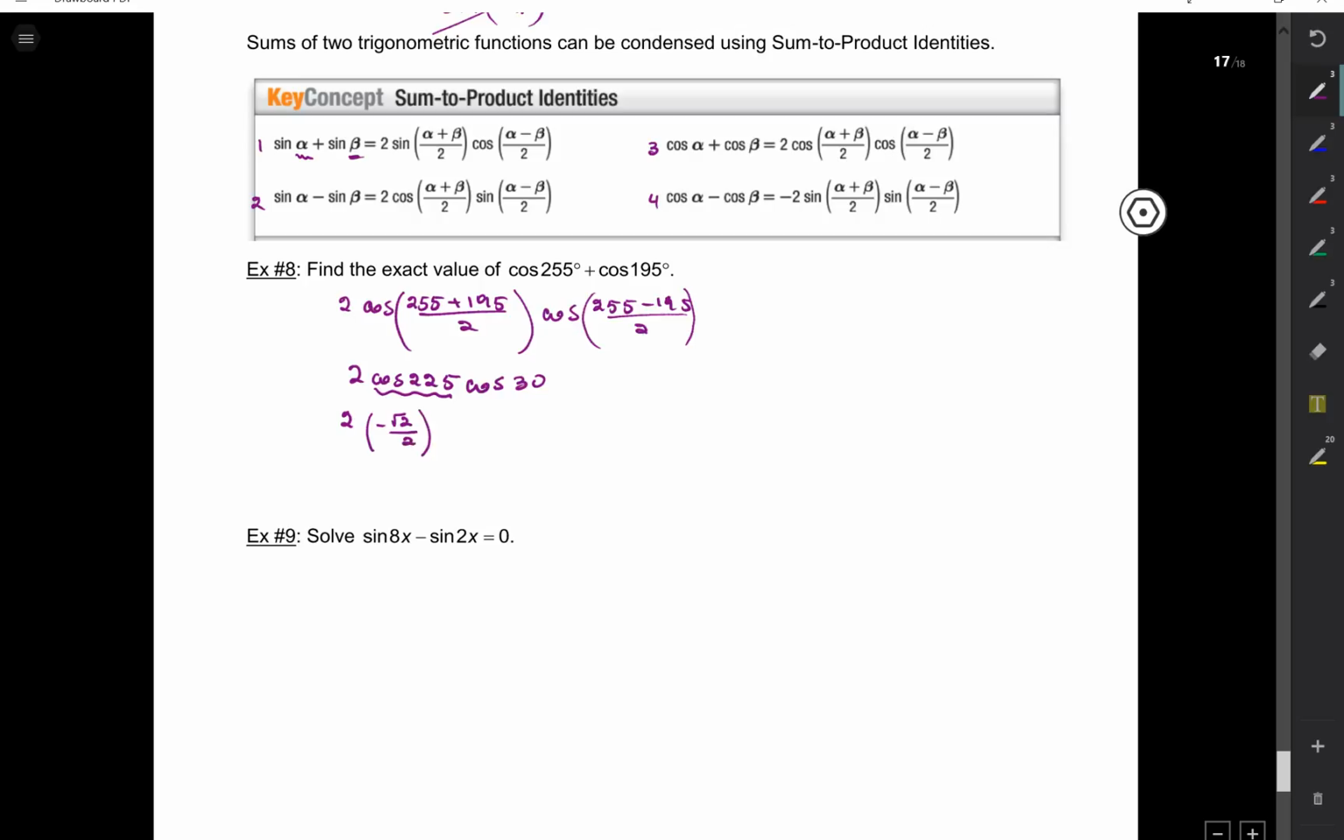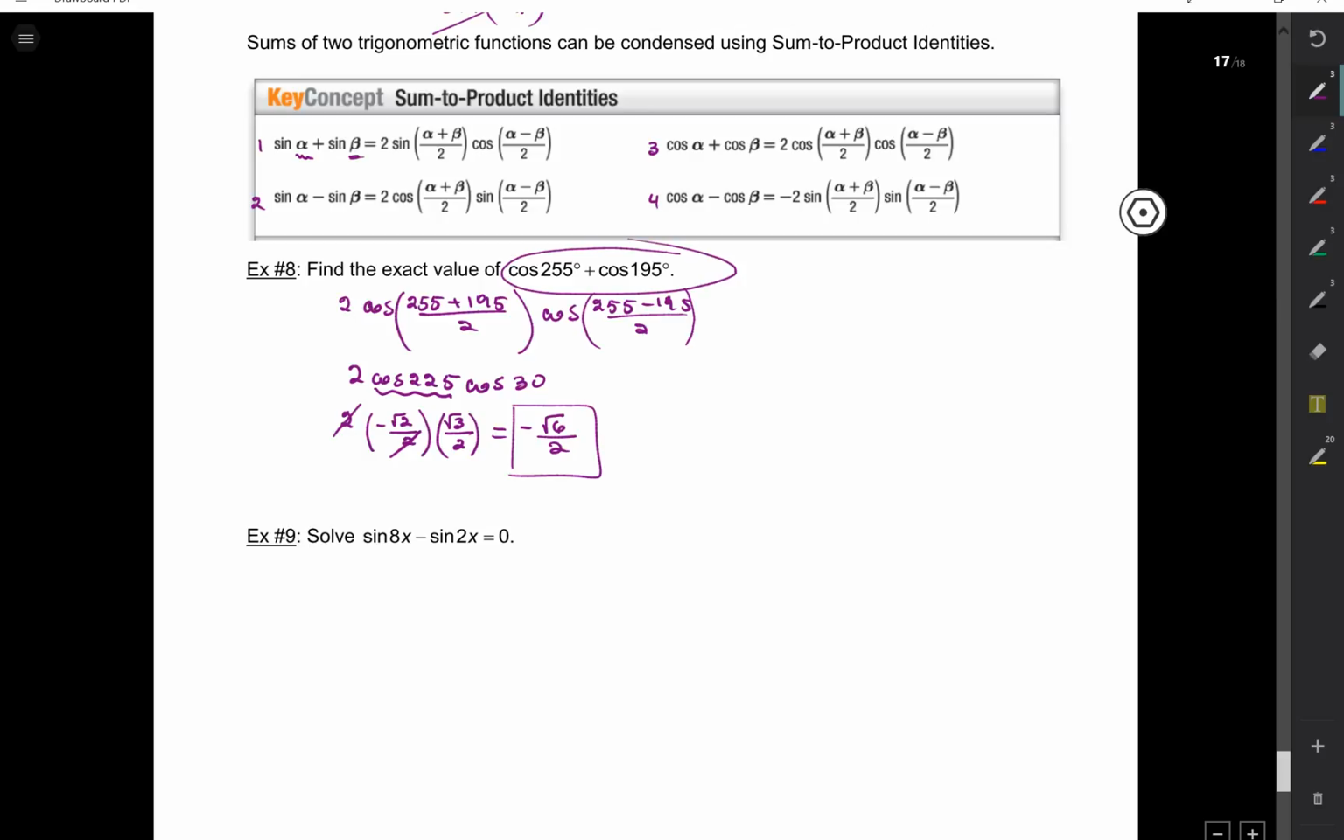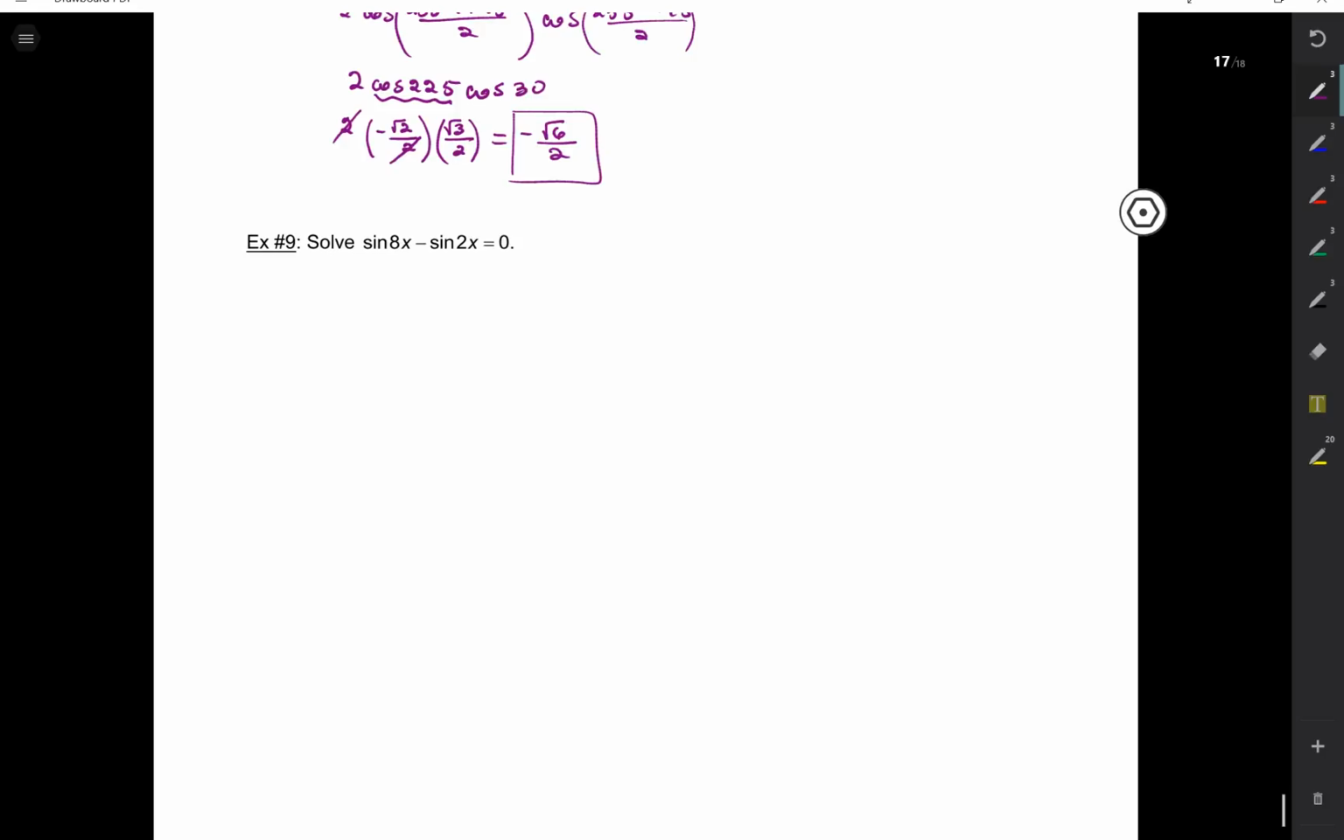And what's cosine of 30 these days? Right, and 1/2 cancels with 1/2, so I have negative root 6 over 2. And now let's just think about this. In your wildest dreams, did you ever think you could just, in 2 seconds, mentally figure out cosine of 255 plus cosine of 195? No, never. It should be on TV. It's so amazing, right? People would watch that. I'm sure they would.